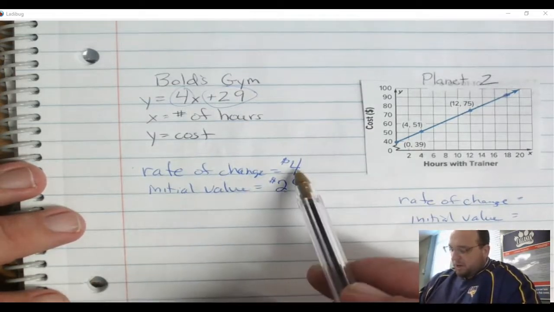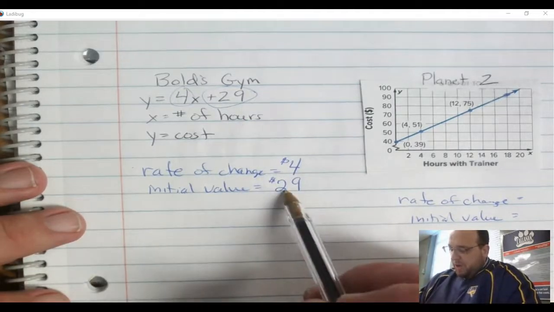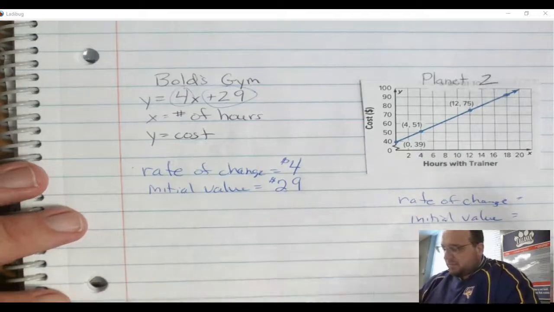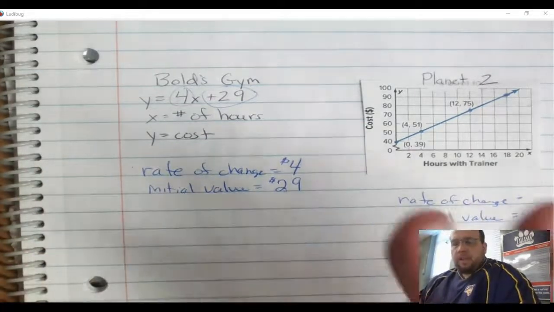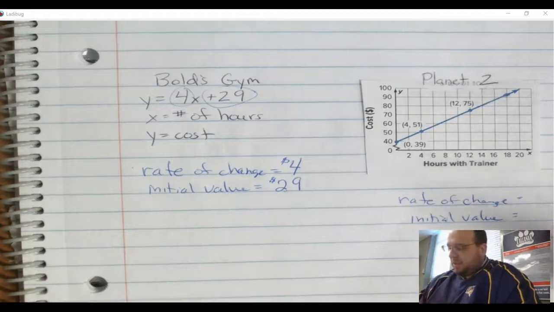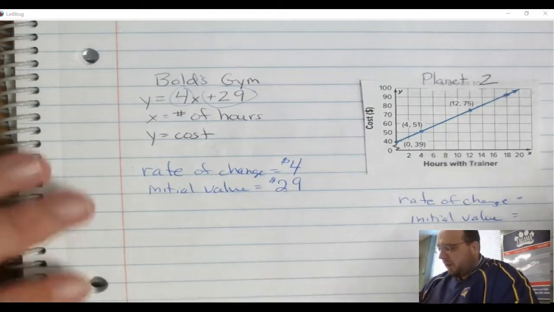So over at Gold's Gym, we're going to pay $4 per hour for a trainer, and we're going to pay $29 initial fee just to sign up with the trainer. Okay. Let's compare that to Planet Z, see what their rate is that they charge per hour for a trainer and what their initial fee is before you start getting a trainer, okay?